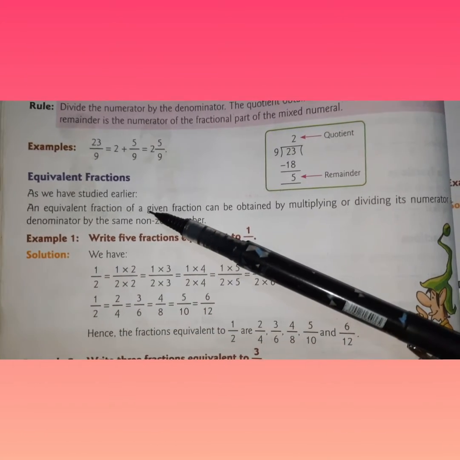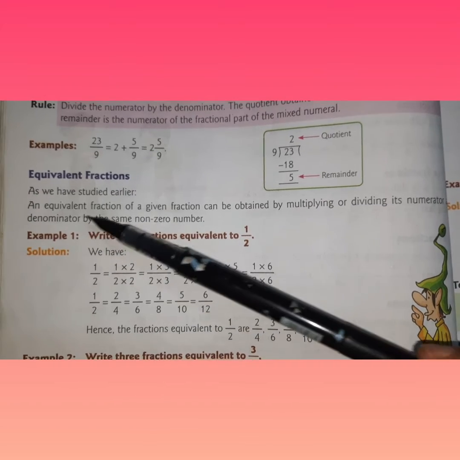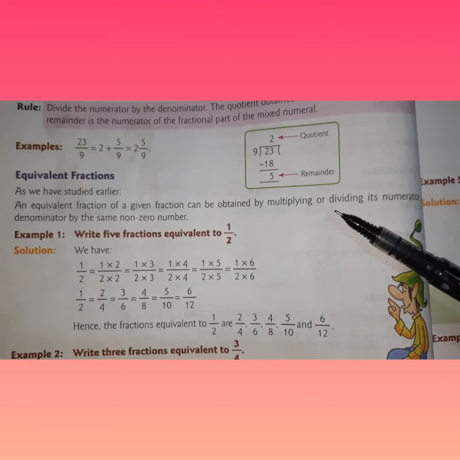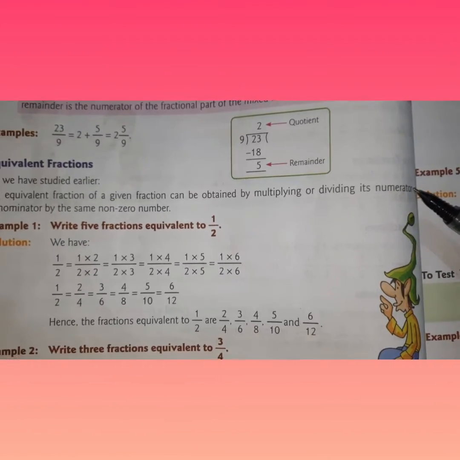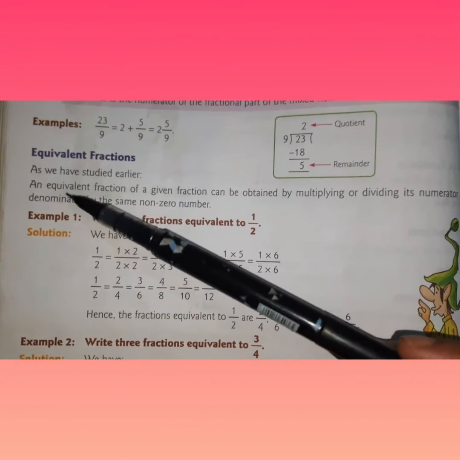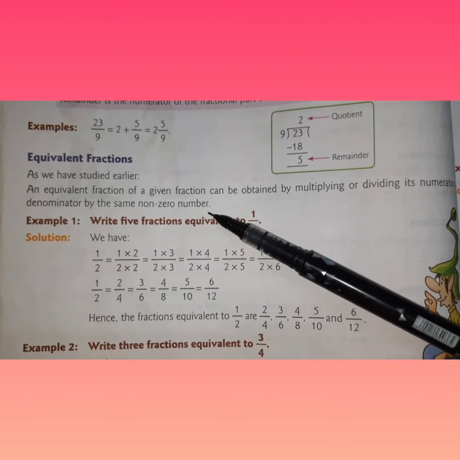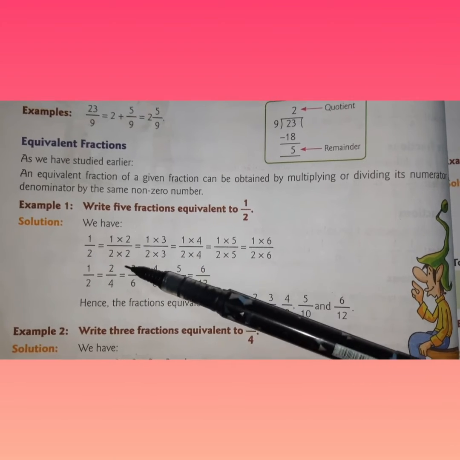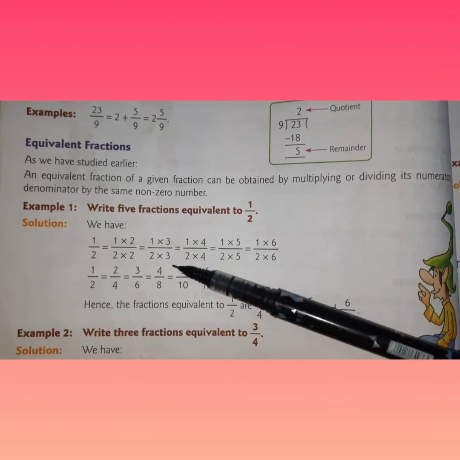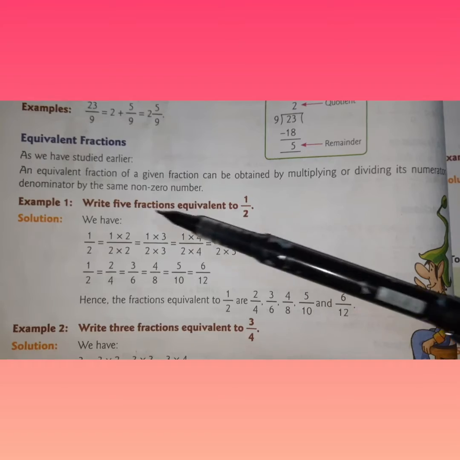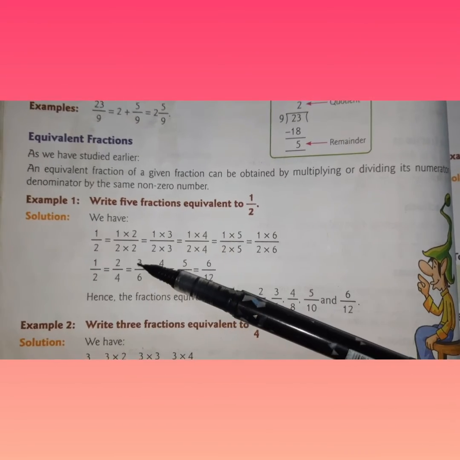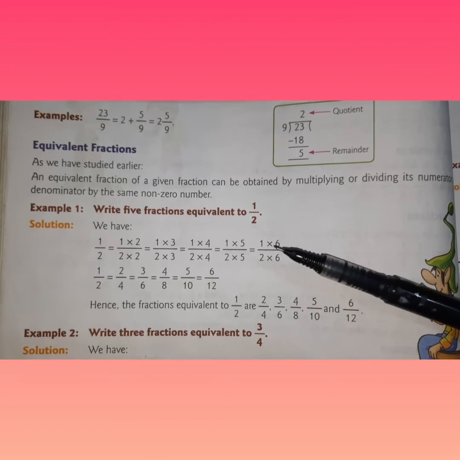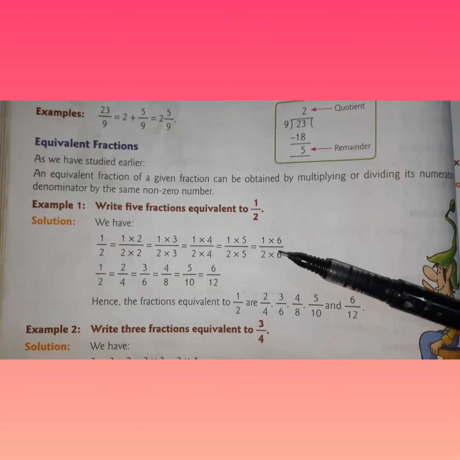Next is equivalent fraction. What are equivalent fractions? An equivalent fraction of a given fraction can be obtained by multiplying or dividing its numerator and denominator by the same non-zero number. You can see the example 1 upon 2. In the 1 upon 2, first we multiply the numerator and denominator by 2, then 3, then 4, then 5, then 6. Here we find 5 fractions. If you want to find more fractions, you multiply by 7. But remember, in the numerator and denominator, we take the same value.